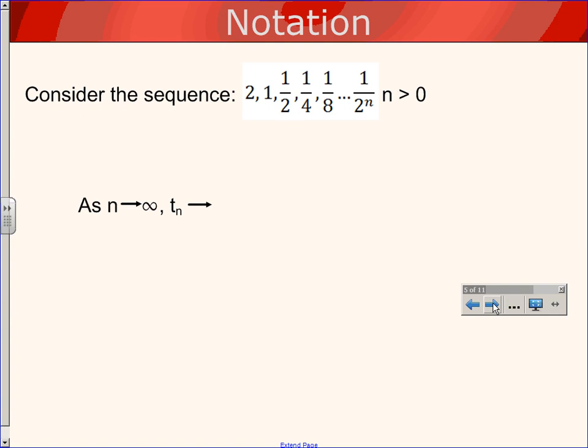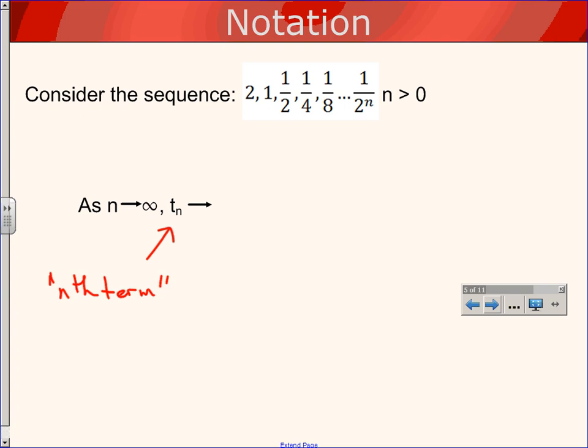Here's another one. It says consider the sequence 2, 1, 1/2. That's the same sequence we just had, right? Except this time I put commas instead of addition. So that means I'm not thinking about the total here. I'm just thinking about a particular term itself. So as n approaches infinity, Tn, so that's the nth term.